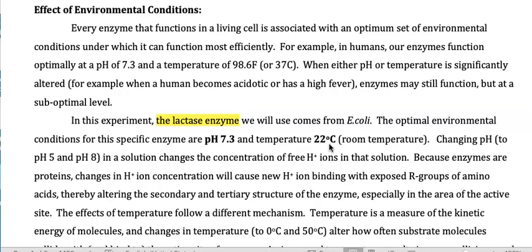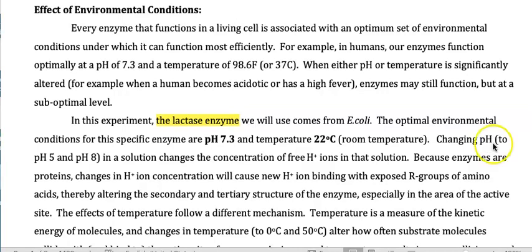We're essentially going to feed the enzyme increasing amounts of substrate, and we're going to check and measure to see how much product the enzyme makes. Then we're going to change the pH and change the temperature so that we can see what those effects have on the ability of the enzyme to make product.